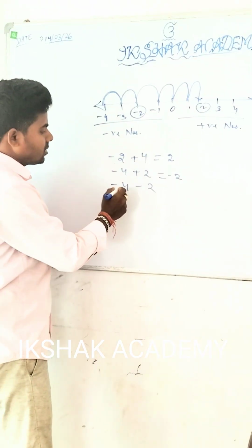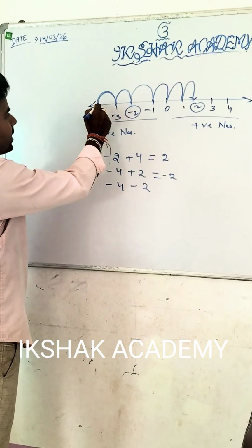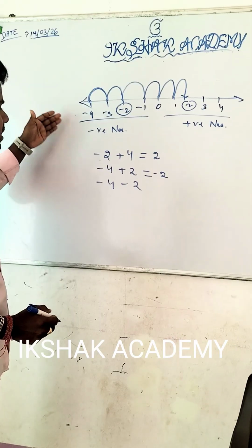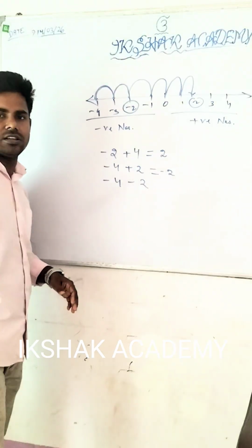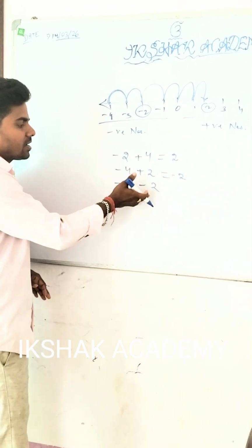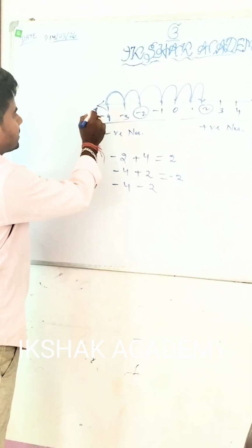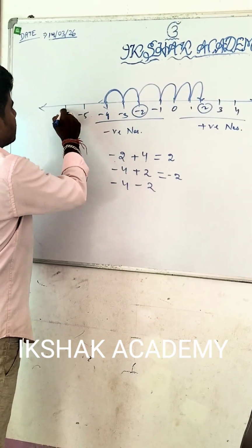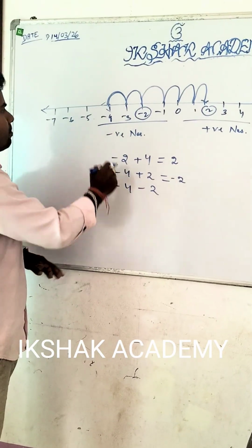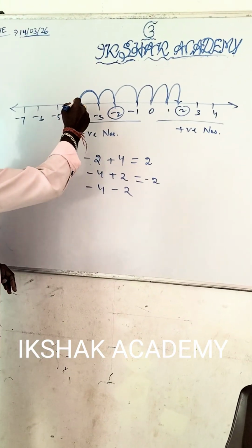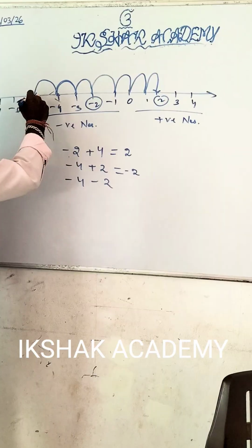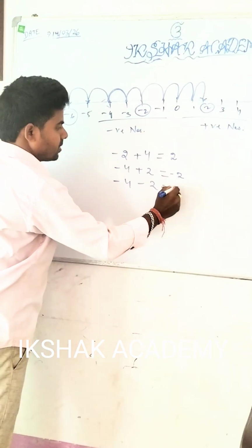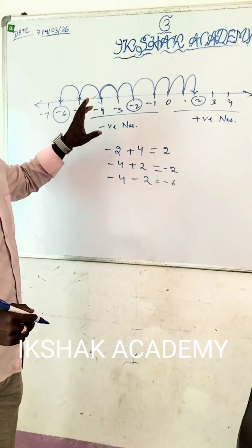Okay. Next, -4 minus 2. Here is -4 and -2. That means it is decreasing, in the order of decreasing 2 units. When you are doing subtraction, the value is decreasing. That means just extend this number line. Here is -4 minus 2, which means going to the left hand side: -5, then -6. The answer is -6. So this is as per your number line.